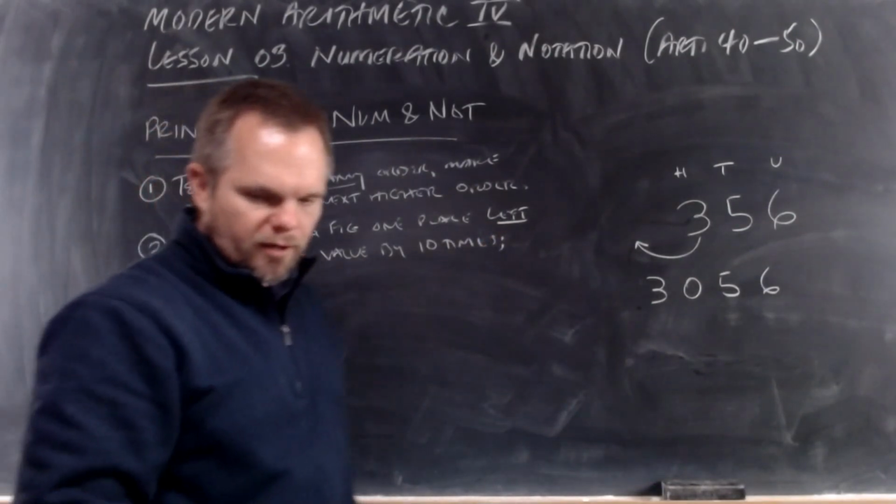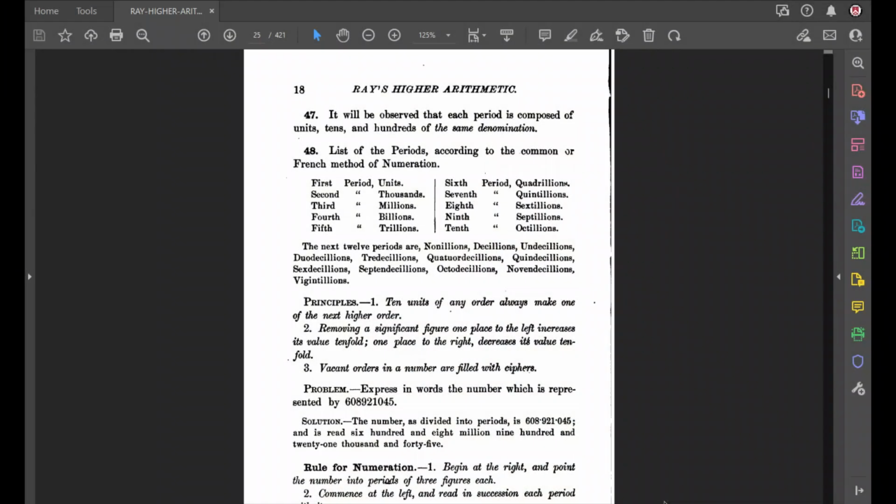The second part reads, one place to the right decreases its value by tenfold. So one place to the right decreases, or divides, its value by 10 times.